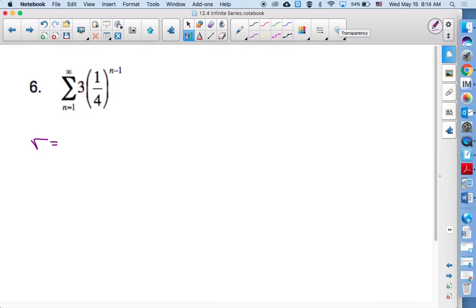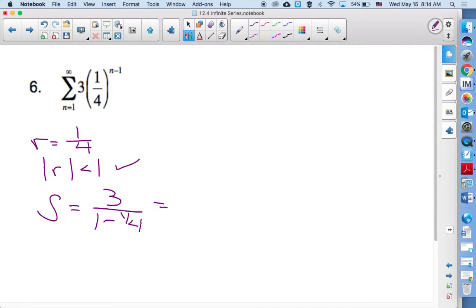Mackenzie Mallory, what's the R value in number 6? And is that R value less than 1? Yes. So if we're finding the sum, the first term is 3, and then 1 minus a fourth is really taking 3 over 3/4. So Mackenzie, the sum would be 4.